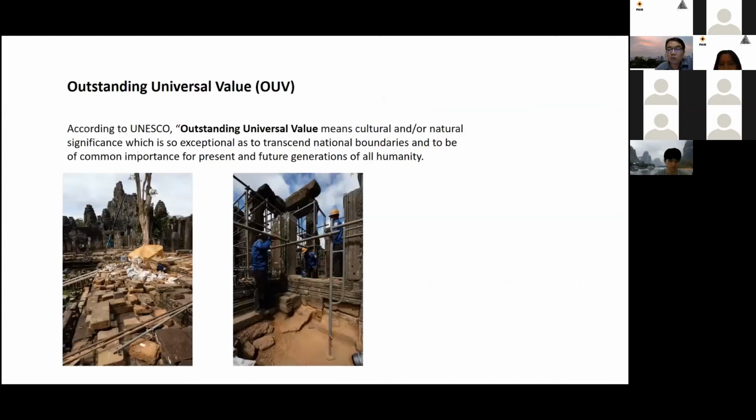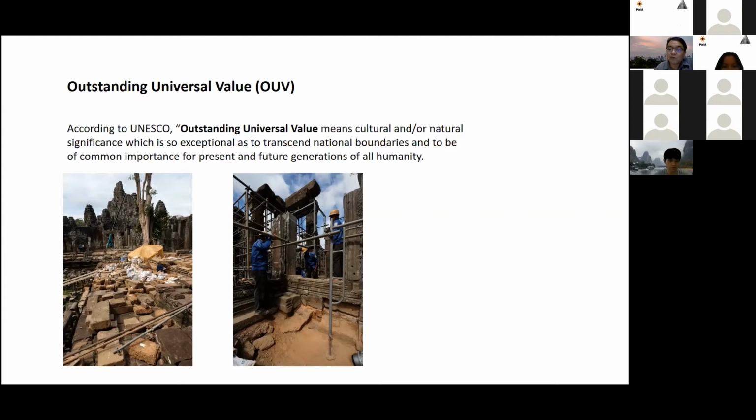So what's OUV? Now this word you all ought to know. What's outstanding universal value? You will come across this word every now and then, especially in the heritage report. According to UNESCO, outstanding universal value means cultural and or natural significance which is so exceptional, as to transcend national boundaries and to be of common importance for present and future generations for all humanities. So when you evaluate, you must have outstanding universal value, something that is so important, extremely unique. Then you can say it has an OUV.